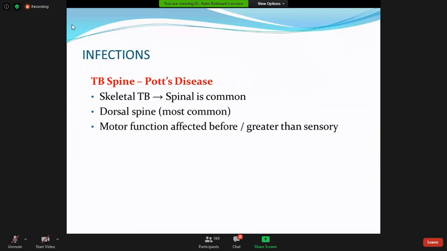Now comes the most common infection, which is TB spine or Pott's disease. The most common site is the dorsal spine or dorso-lumbar junction, and the patient usually has more dysfunction of the motor activity than the sensory modality.